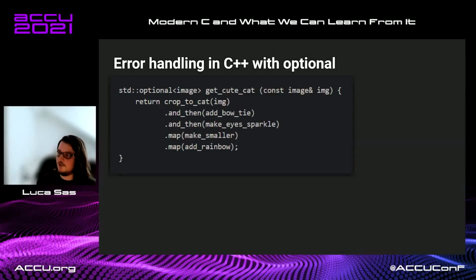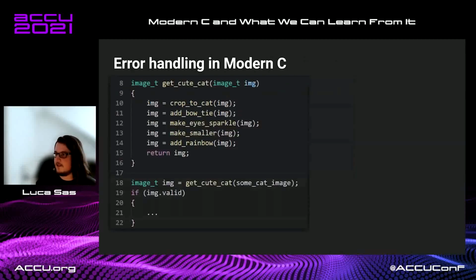And at the end, you just return it. And if at any point it fails, then the optional will just be false. And this is essentially what we're doing here in modern C as well. The big difference would be that we are packing this into the design of our data structure instead of having it be generic like std::optional.